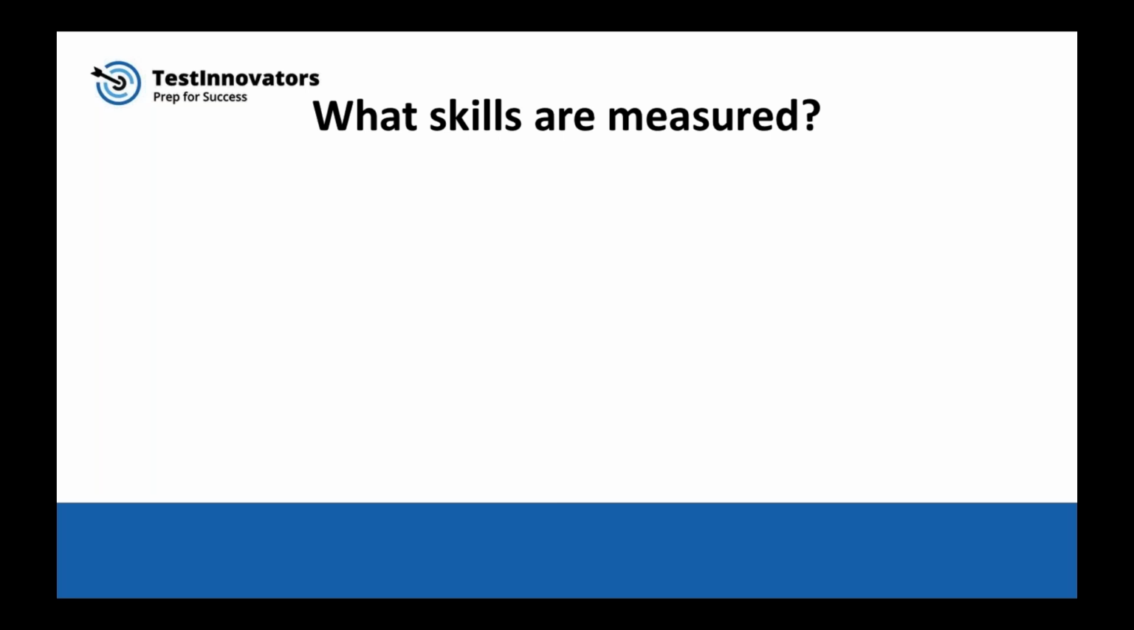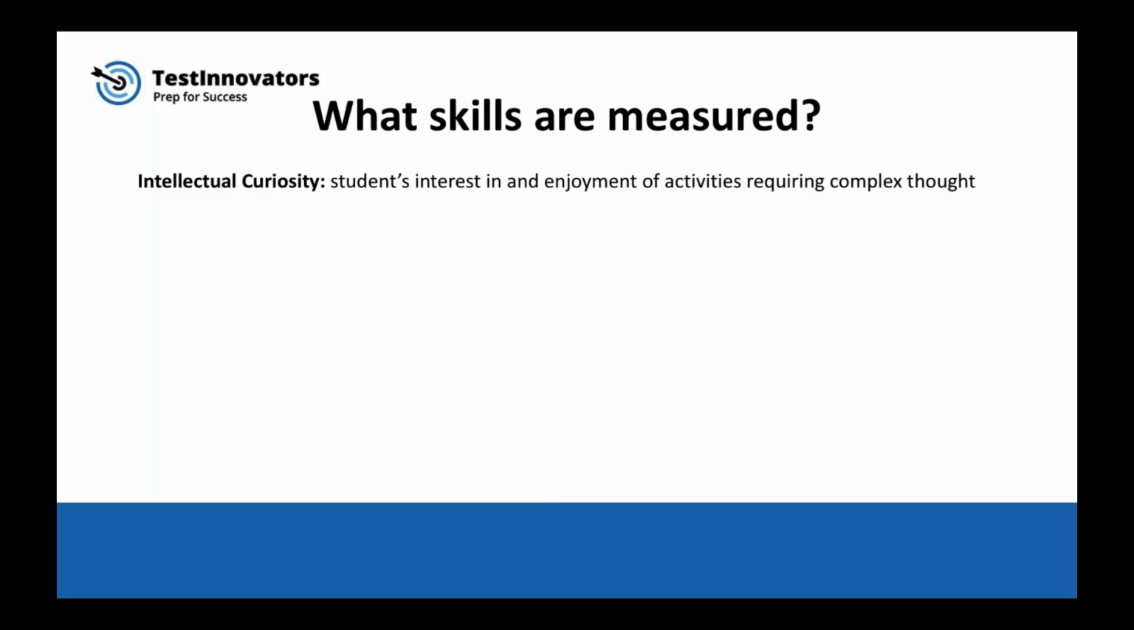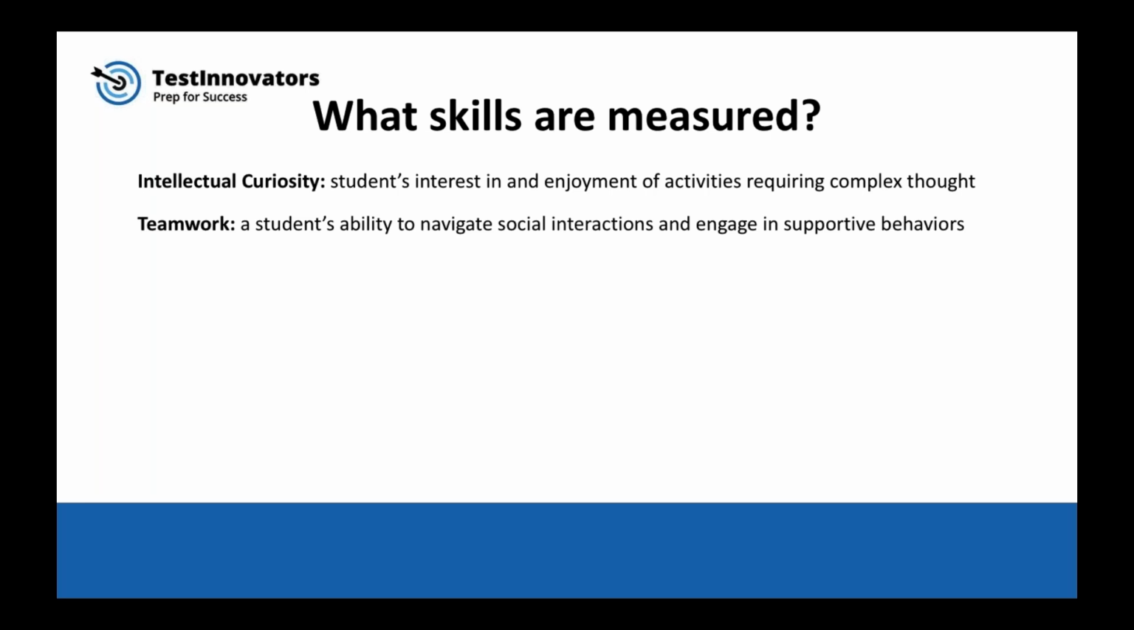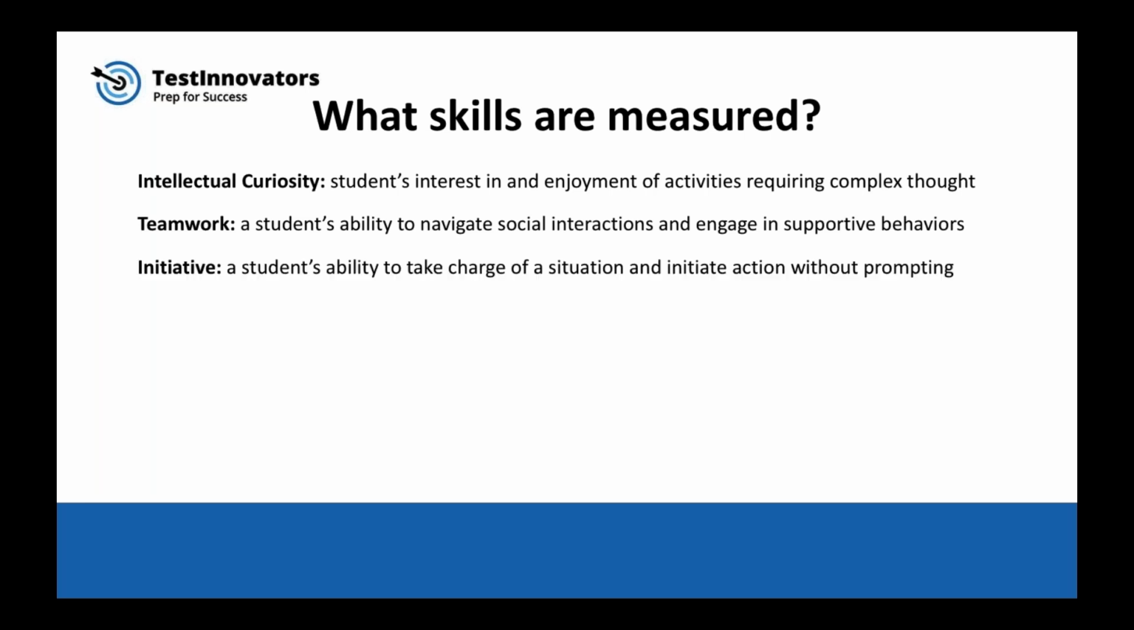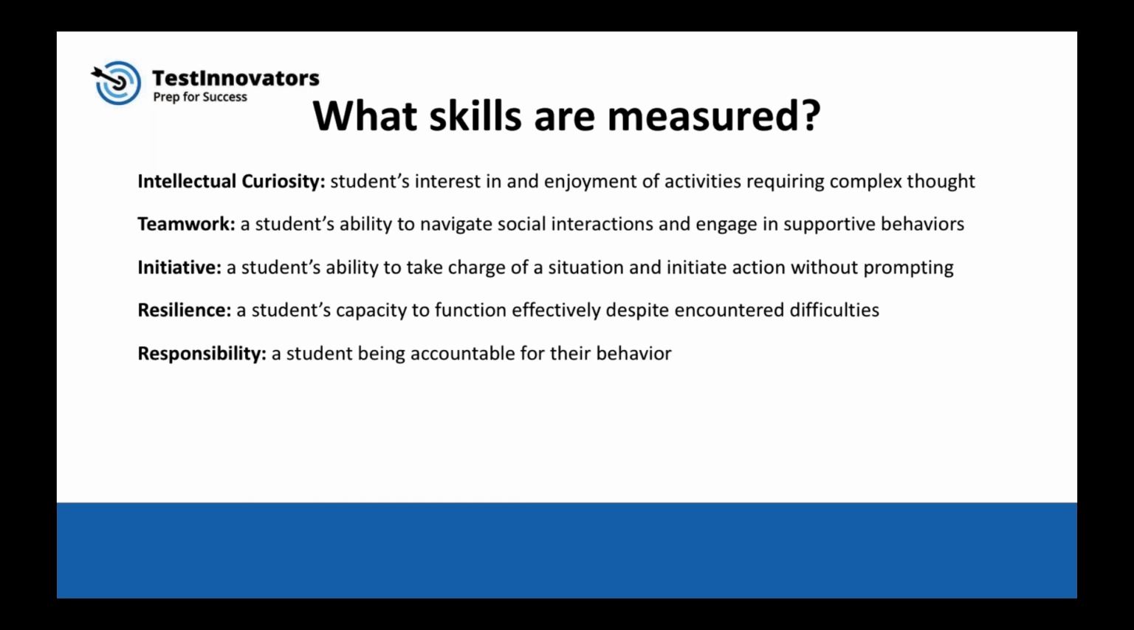The Character Skills Snapshot measures 8 different skills, which are intellectual curiosity. Each of these has a bit of a definition, which is what they're using. So that's a student's interest in and enjoyment of activities that require complex thought. There's teamwork, students' ability to navigate social interactions and engage in supportive behaviors. Initiative, which is a student's ability to take charge of a situation and initiate action without prompting. Resilience, capacity to function effectively despite encountered difficulties.